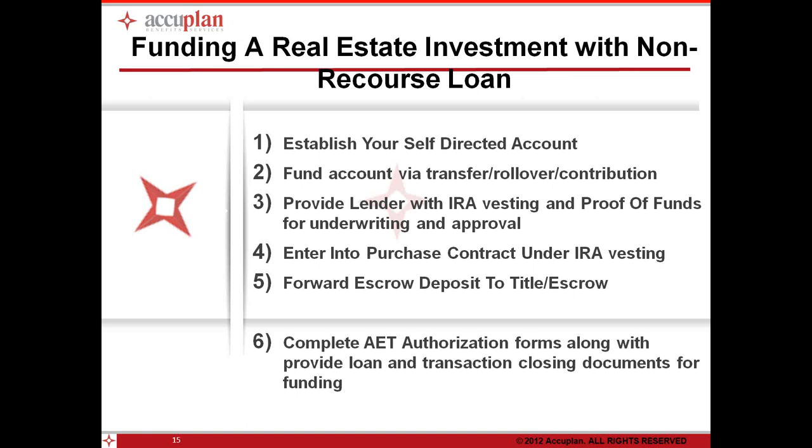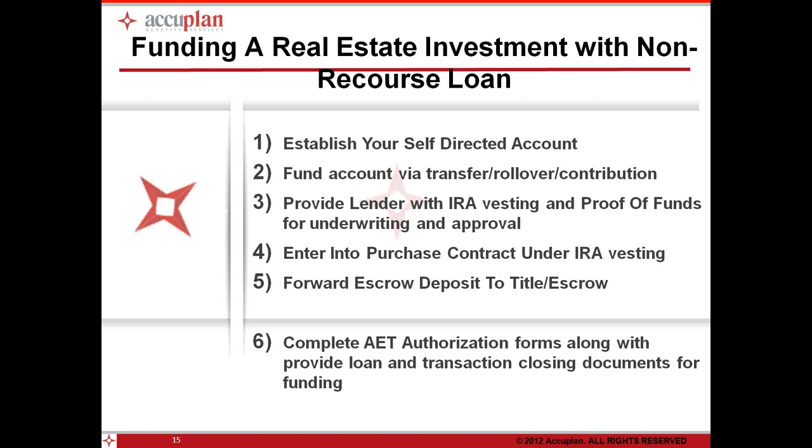You're going to have to show proof of funds and a host of other items as it relates to applying and getting approved for the loan. So definitely get the account established. So step 5 here: all the documents will be forwarded to title and escrow, including the escrow deposit, based on whatever the contract outlines in terms of the escrow deposit.